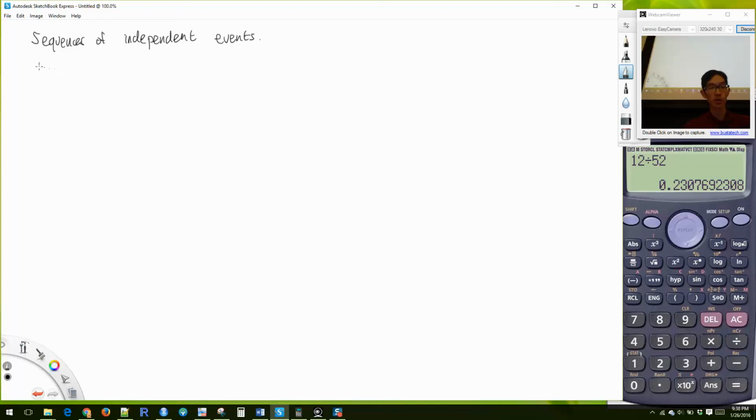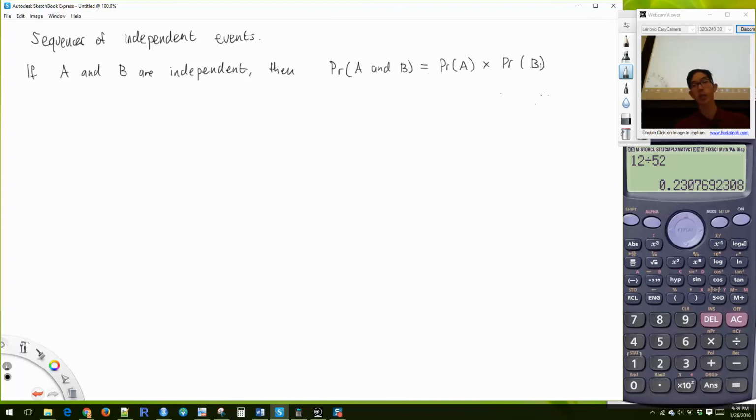Okay, so this rule only applies when events are independent, okay? So if A and B are independent, then the probability of A and B is equal to the probability of A times the probability of B, okay? If they're not independent, this does not work, okay? This equation works only when A and B are independent, okay?